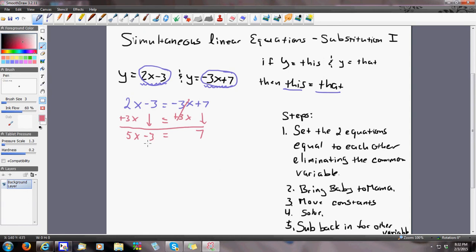Move the constant. I'm going to move my constant over to the other side. I'm going to add 3 to both sides. I get 5x equals 7 plus 3 is 10. I'm going to solve by dividing by 5, and I get x equals 2.